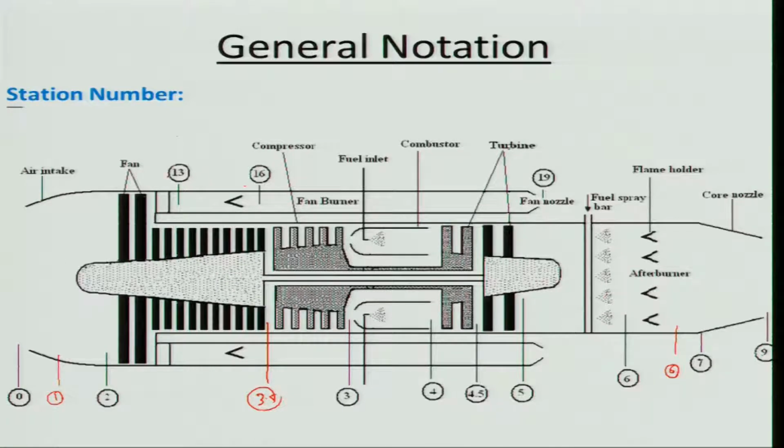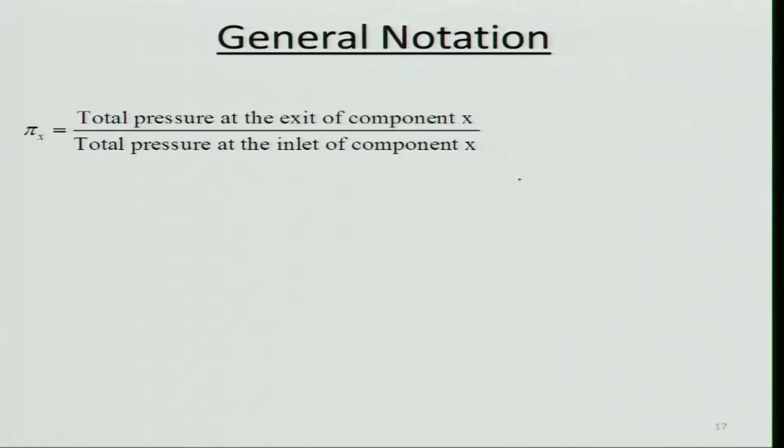Similarly, for the other engine, that is 13 to 9, and this is a standard known as aerospace recommended practice, used internationally. That is why we are using that. Another thing we need to look at is the notation for pressure ratio. The pressure ratio of a component X is the ratio of the total pressure at the exit of component X divided by the total pressure at the inlet of component X.